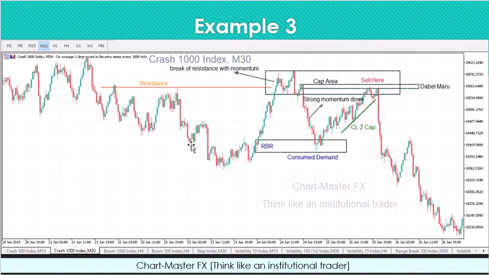On example number 3, guys, you can see we have a resistance line here of at least 2 touches, 1, 2 touches, so we draw a resistance line. Here you can see, guys, we are on Crash 1000 Index M30. So what happened? The price dropped. When the price dropped here, the price started to rally up, and when the price rallied up, you can see here we have a rally, we have a base. So here, guys, you have your multiple rally-base-rally.